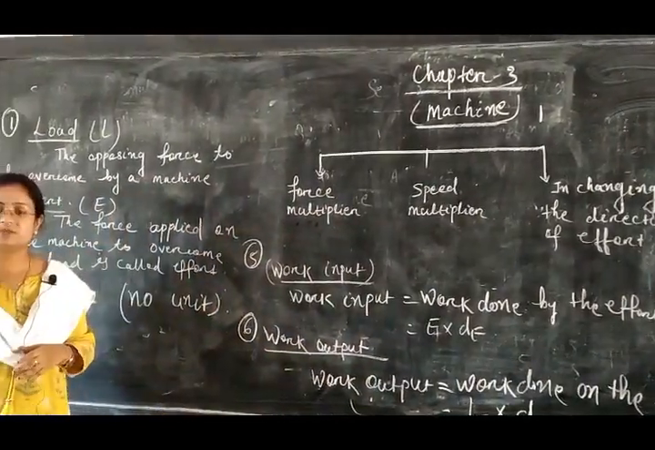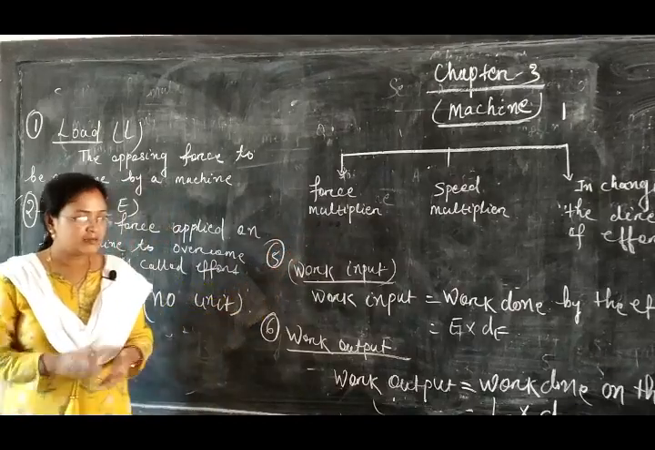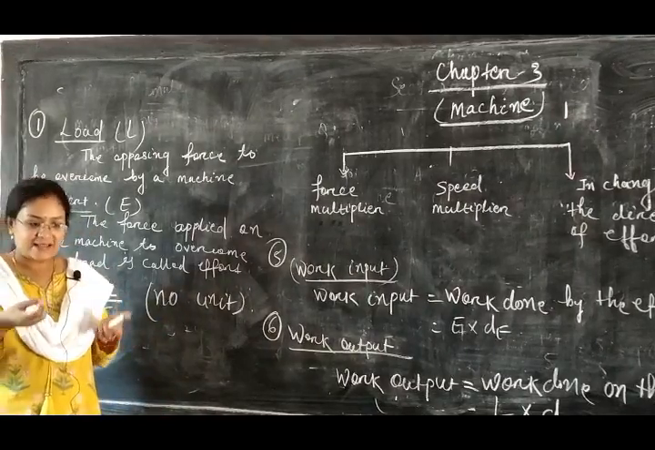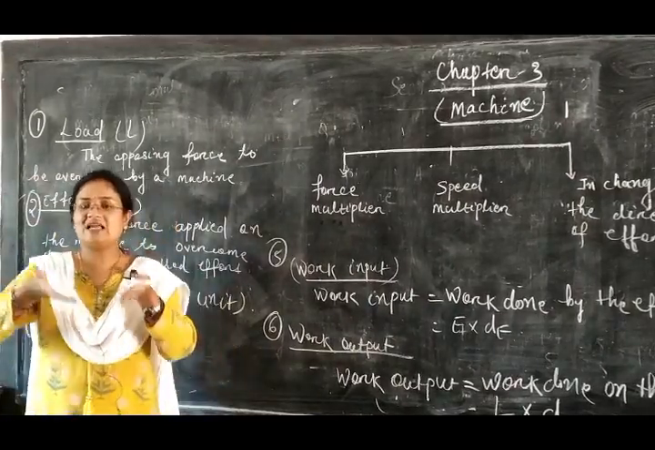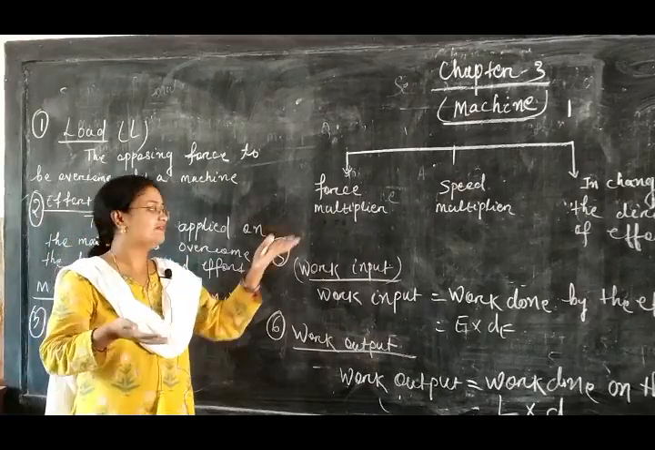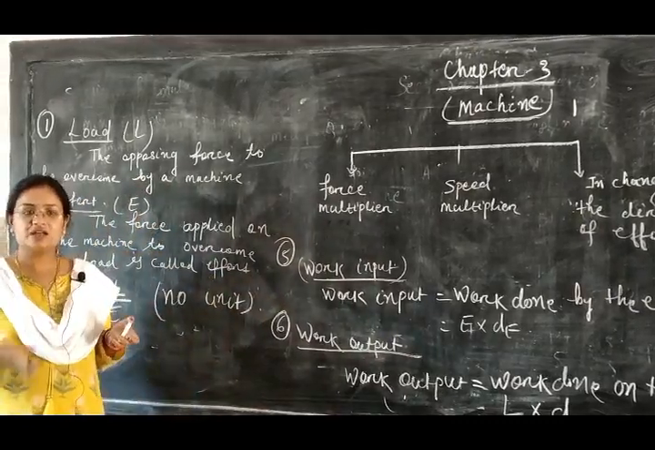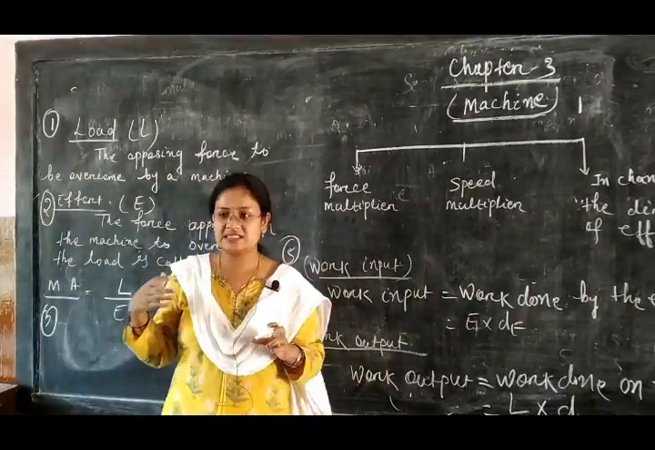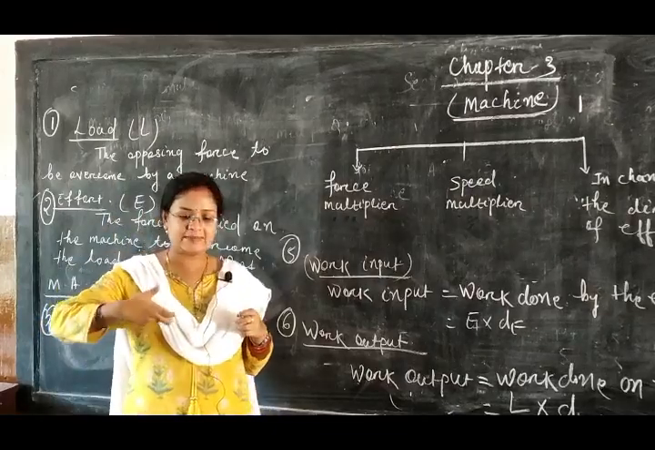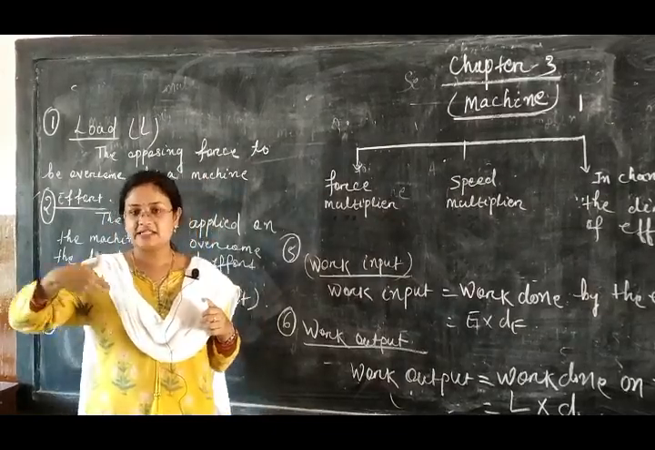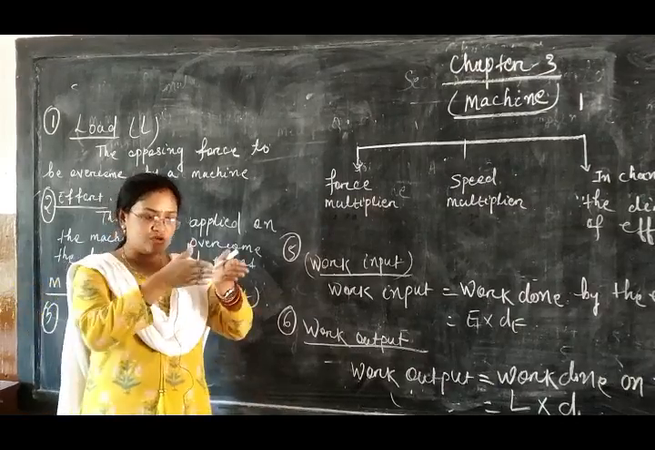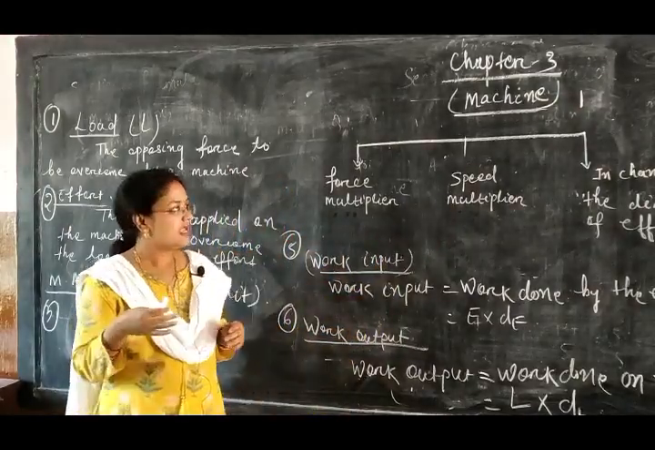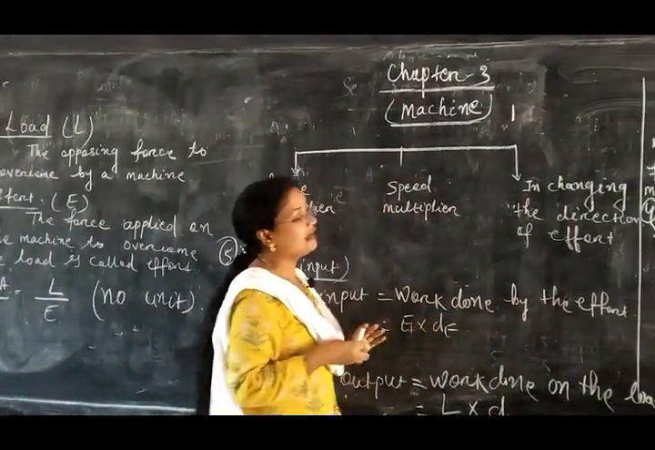How is it used as a force multiplier? By giving a small effort, you can lift a heavy load. By applying small force, you can lift a heavy load. That is your force multiplier. For example, a jack is used to lift a car. Similarly, speed multiplier. For example, in scissor, the handle part has a small length, but the long part can easily move across the cloth. That is the speed multiplier.